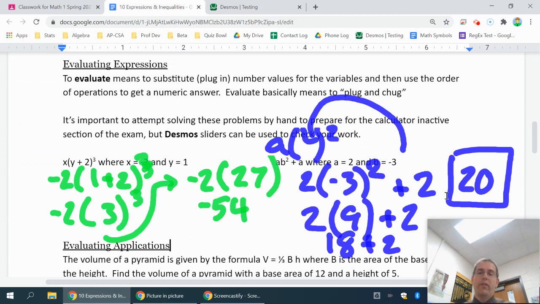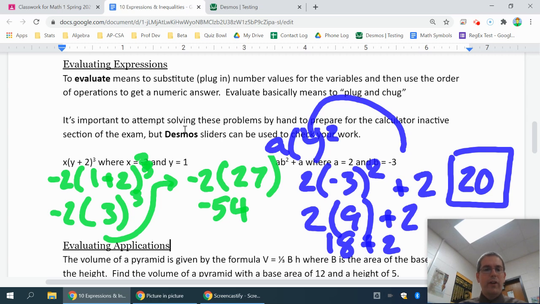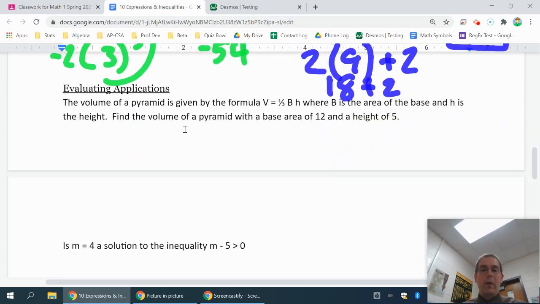I encourage you to work these out by hand because they're very likely to show up on the calculator inactive section, but knowing how to check them with Desmos will be useful for you. And if they show up on the calculator active section on your exam, you'll be able to do them that way. I want to look at some applications of evaluating really quick too.